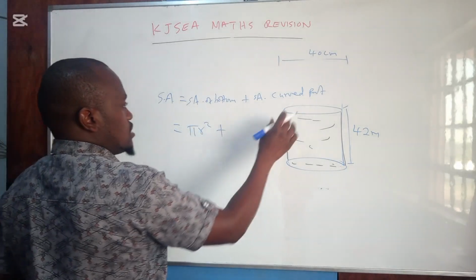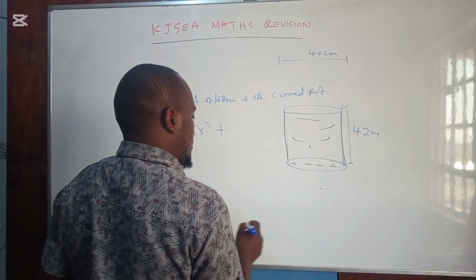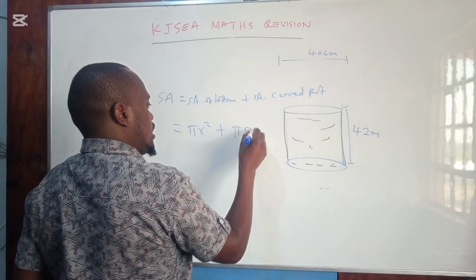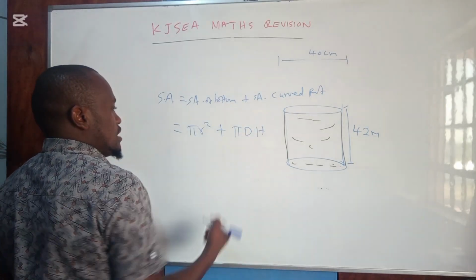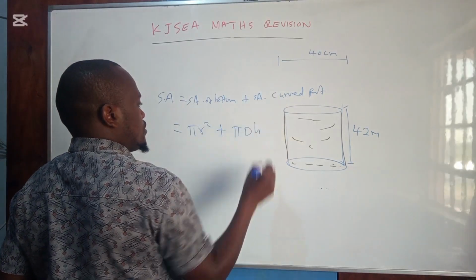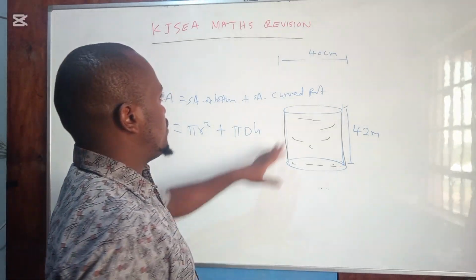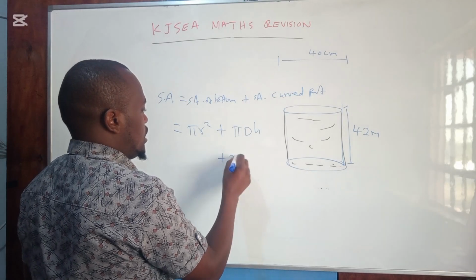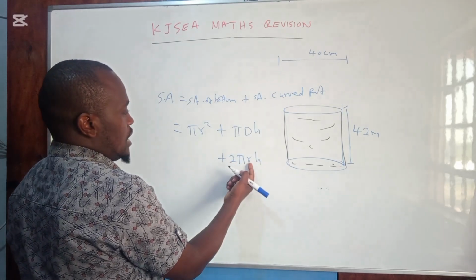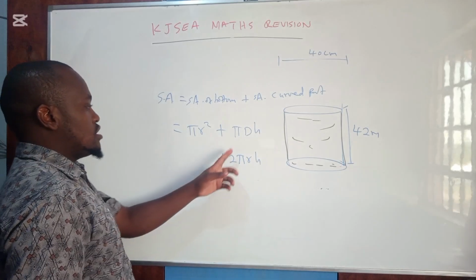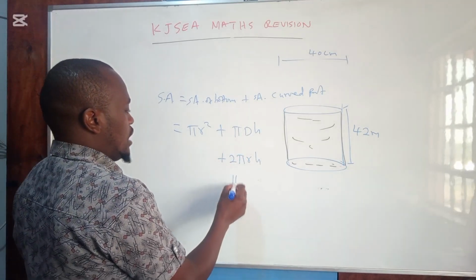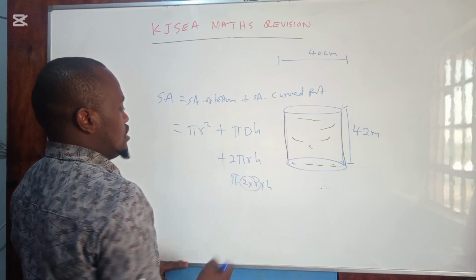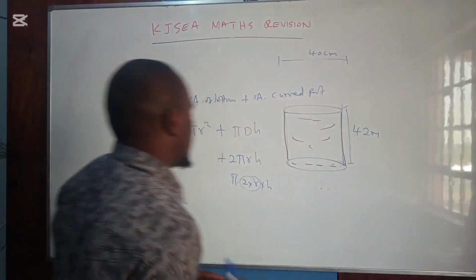What about the curved part? The curved surface area is usually given as pi d h, but you can use the small h, and d we have is 40. Somebody else could say 2 pi r h. 2 times r is the diameter, so it doesn't matter where you put the 2. You can say pi times 2 times r times h. You can take h in the front.